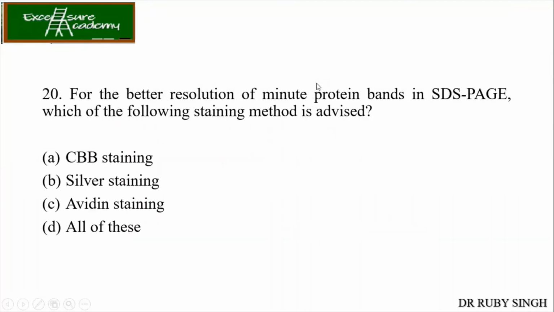For the better resolution of minor protein bands in SDS PAGE, which of the following staining methods is advised? Normally in the daily routine lab we use Coomassie brilliant blue staining. That is your option A. But suppose you are talking about very small proteins and the concentration of the protein you have loaded onto the SDS PAGE is very low, then the better option is silver staining. It can also detect protein present in less than microgram concentration. So the answer is silver staining over here.